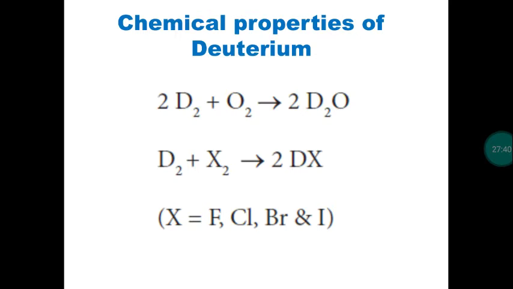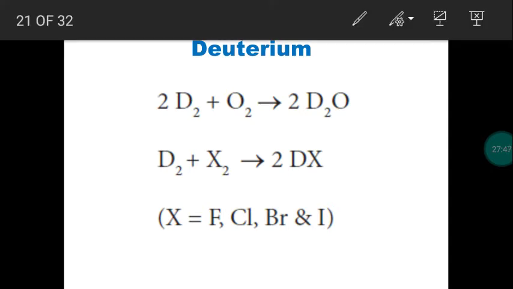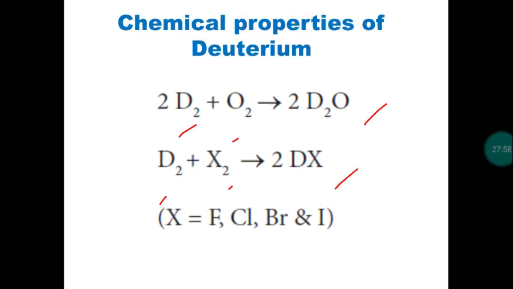Next, properties of deuterium. Like ordinary hydrogen, deuterium also reacts with oxygen and halogen. Right? Deuterium combines with oxygen as well as halogen. It produces oxides as well as halides. So same type of reactions are possible in deuterium also.